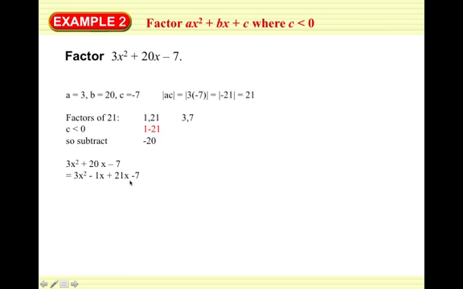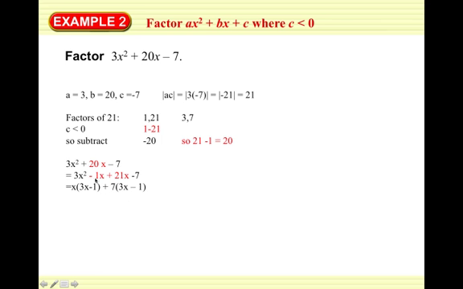So now we're going to do our factoring by grouping. So we're going to look at what we can factor out of 3x squared minus 1x. So we'll be able to factor x out of that one. And then 21x minus 7, we'll be able to factor out a 7. So we have 7 times 21x divided by 7 is 3x. Negative 7 divided by 7 is negative 1. So now we've gone from our 4 terms down to our 2 terms.